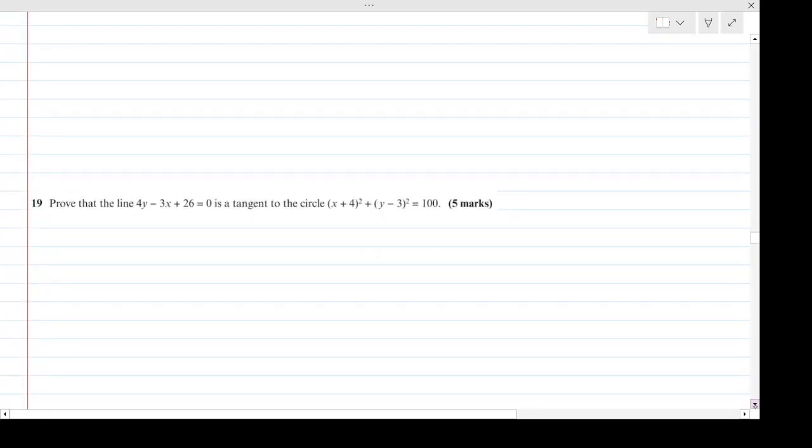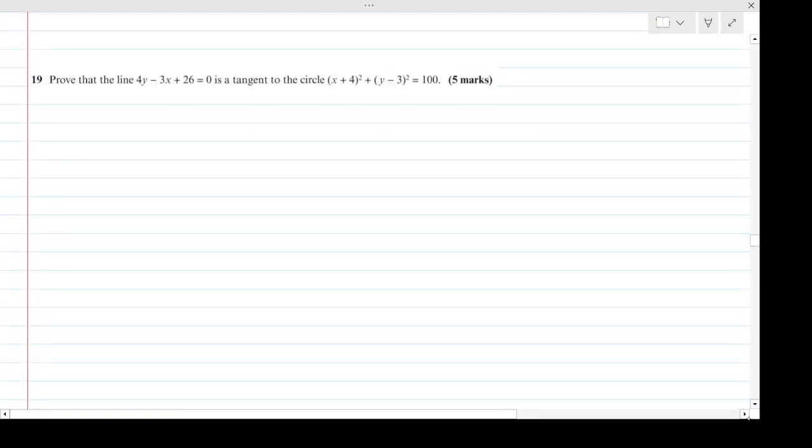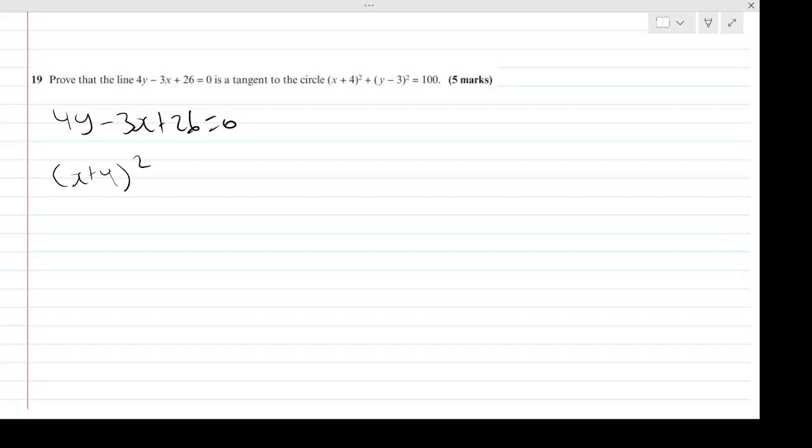Okay, we have this example. We need to prove that this line, 4y minus 3x plus 26 equals 0, is a tangent to the circle (x plus 4) all squared plus (y minus 3) all squared is equal to 100. Now, we looked at examples like this in the circles chapter, last chapter. If this line is a tangent to the circle, that means there's only one intersection between the line and the circle.